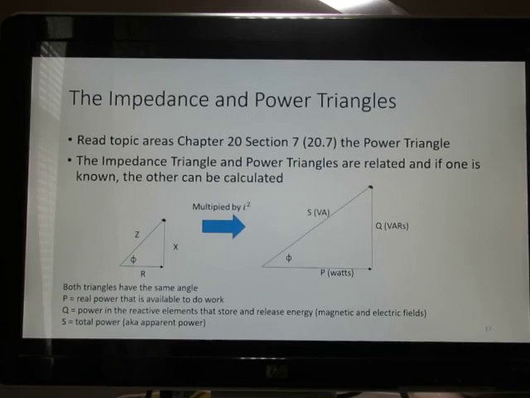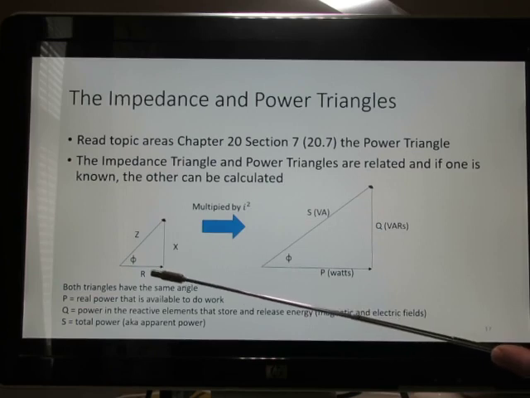There is a direct relationship between the impedance triangle and the power triangle. Here's the impedance triangle, here's the power triangle. One thing I noticed is that this is a lot bigger, however the angles are the same. The power triangle is comprised of real power to do work, and that's P in watts. It's derived by multiplying the current squared by R. So we find current, we do I squared R to get P.